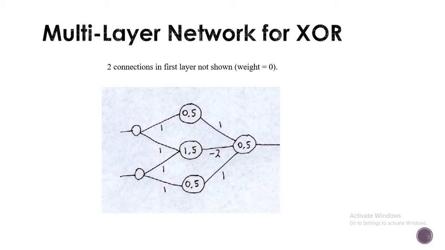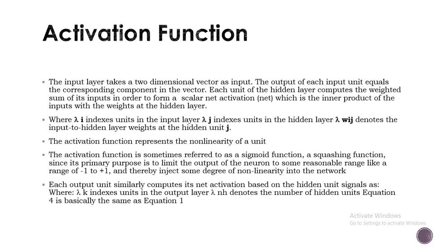This is an example of a multi-layer network for XOR. Two connections in the first layer are not shown. There is a weight mentioned as 0. Then the input values come to the hidden layer, where the weight is assigned as 1, and we get the output.